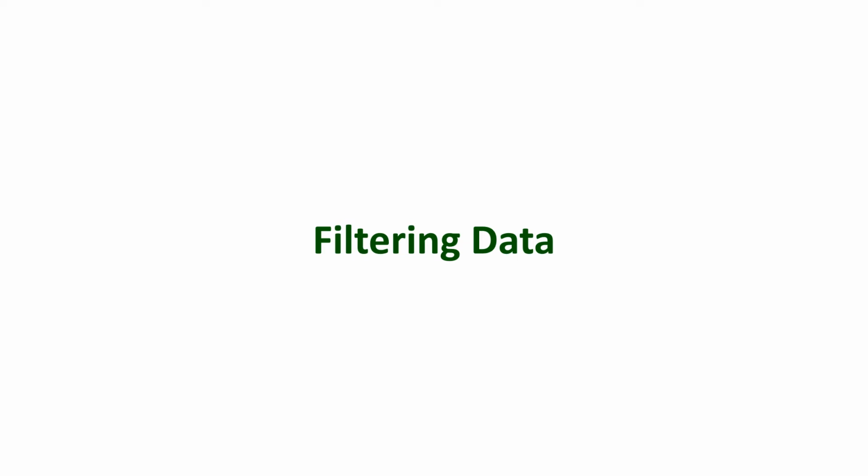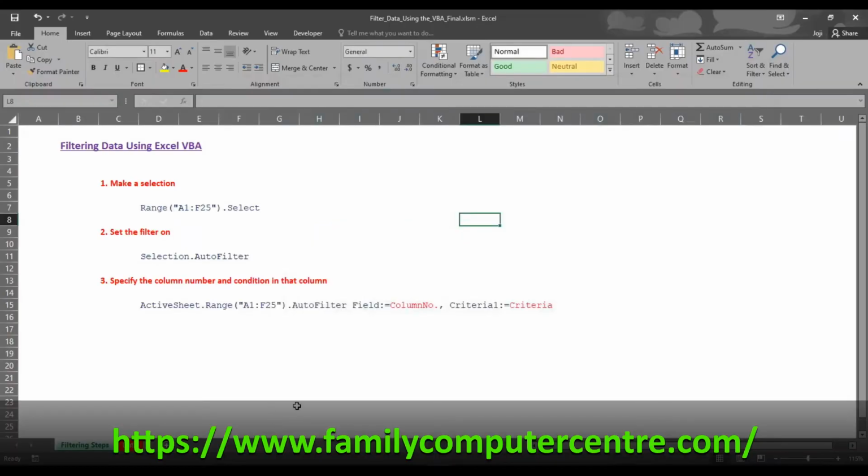In this video, we are going to discuss filtering data using Excel VBA. There are mainly three steps for filtering data in Excel using VBA. The first step is to make a selection, the second step is to put the filter on by saying Selection.AutoFilter, and the third step is to specify the column number and the condition in that column you want to filter about. We will speak about this with an example.